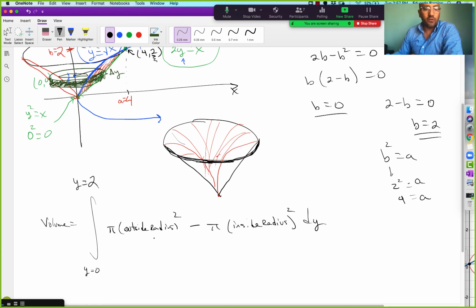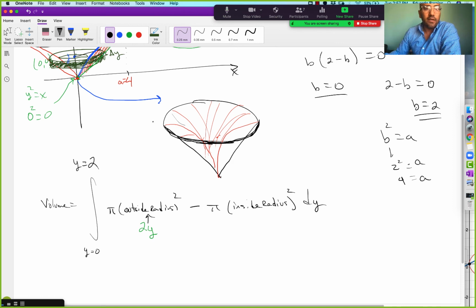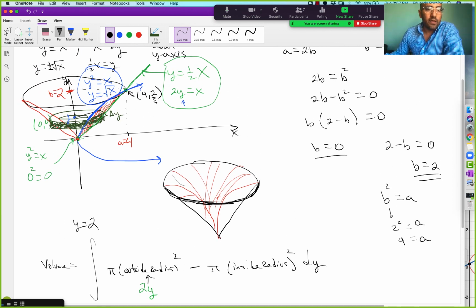So I want it as a function of y. So the outside radius we said was this green one. So this is the equation I want to use. 2y, right? 2y equals x. So when you choose a y, you double it, and then that'll give me my x value. And then that gets squared. So that's what goes in there for the outside radius. And the inside radius is going to be this blue one. Again, I want to plug in a particular value of y, and then that should lead to the x value. So once you choose a y, you square it, and that's what gives you the x. So this should be the y squared value that goes there.